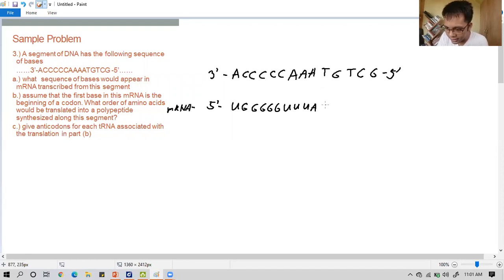Sir, why A? Because it's T, C, A, G, C. That is for 3'. That is for our letter B. Letter C, assume that the first base in this mRNA is the beginning of a codon. What order of amino acids would be translated into a polypeptide?